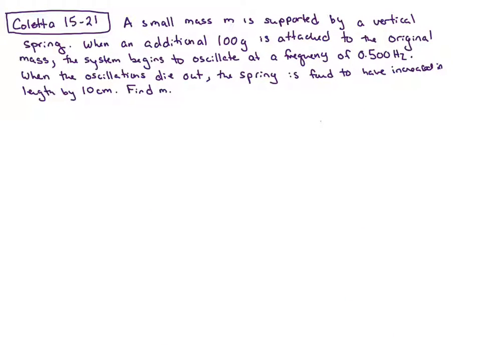In this example, I'm going to be doing Coletta problem 521, which is talking about a small mass supported on a vertical spring, and then an additional mass that's 100 grams is attached to the original mass. This causes some oscillations, and then when those oscillations die out, the system is found to have increased in length by 10 centimeters. We know the frequency of the oscillations, and we'd like to find m.